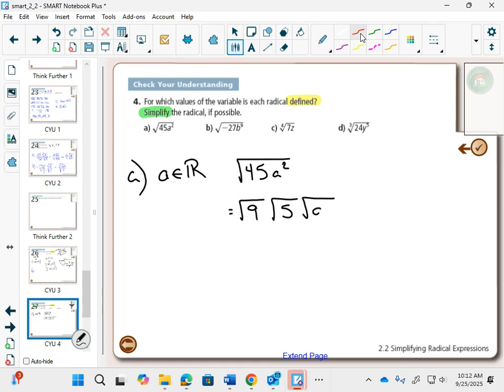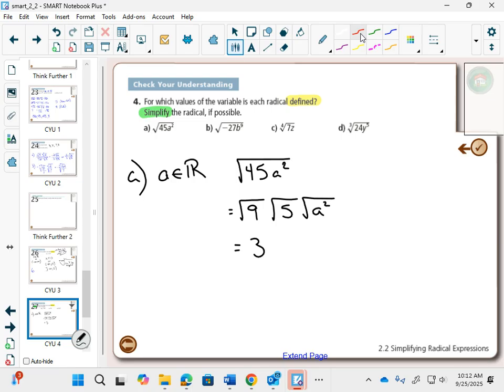Can you square root a squared? Absolutely. Some of you are going to skip this step and do it in your head. Some of you are going to want to write it out. Anything we can simplify, we write out in front. Square root of 9 is 3. Square root of a squared is a.